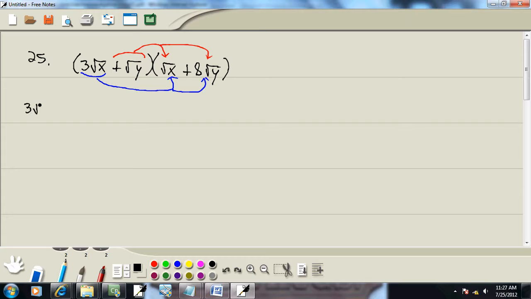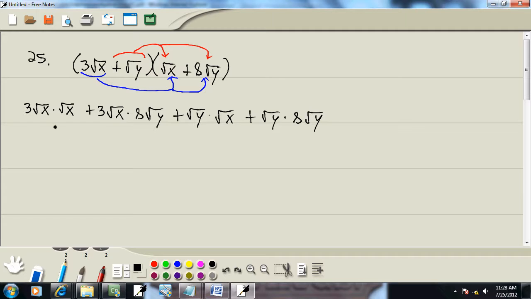So we got 3 square root of x times square root of x. We got 3 square root of x times 8 square root of y. Then the red, we got square root of y times square root of x. And square root of y times 8 square root of y.